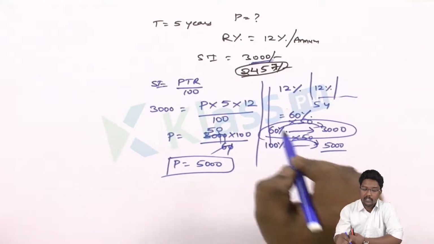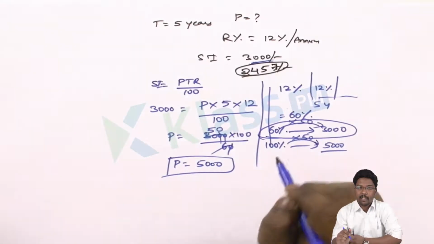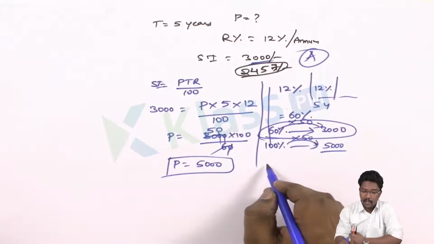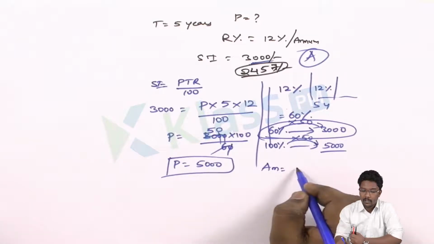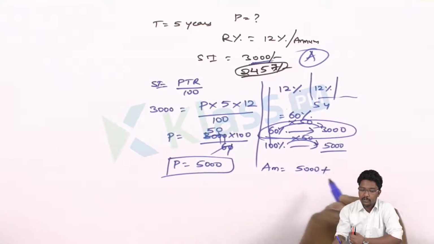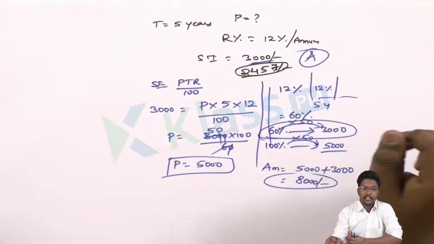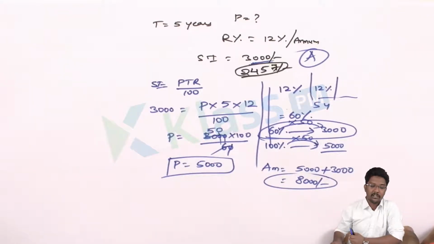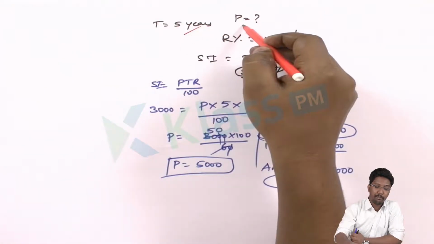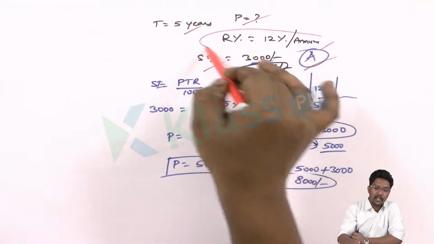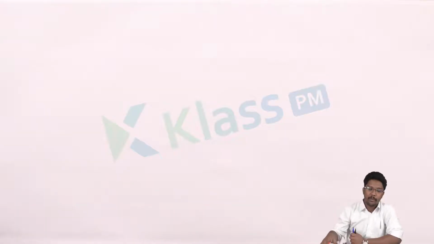60% is only the extra money or interest I am paying to the bank. But if it is asking for the amount, then add it. Amount equal to: 5000 is my initial amount and 3000 is my extra amount I am paying as interest. Total 8000 I have to pay. In this way, he is asking for rate of interest. He is giving the time period, principal, simple interest or amount, and asking for the rate of interest. This is how to solve this type of problem.